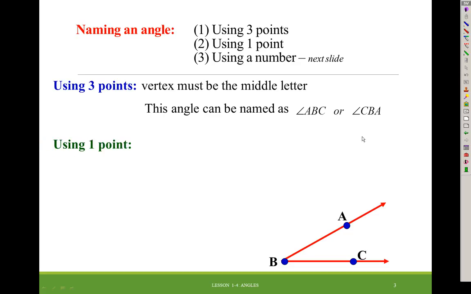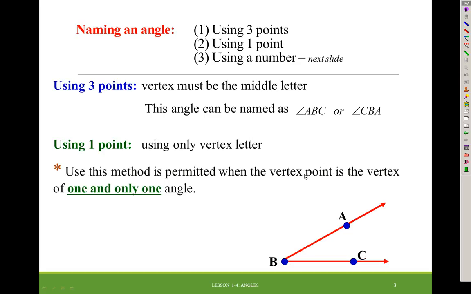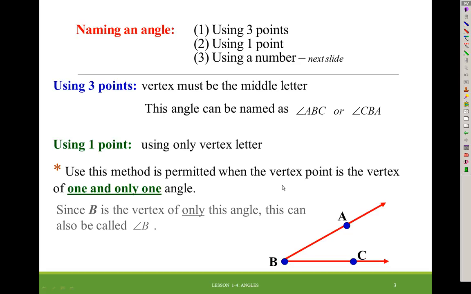If you use 1 point, just use the vertex letter. And you can only use 1 point if that vertex point is the vertex of one and only one angle. If there's any other angle that uses B as the vertex, we can't use one letter. But since here B is the vertex of only this one angle, then we can call this angle B. If B was a vertex of more than one angle, we could not say angle B.